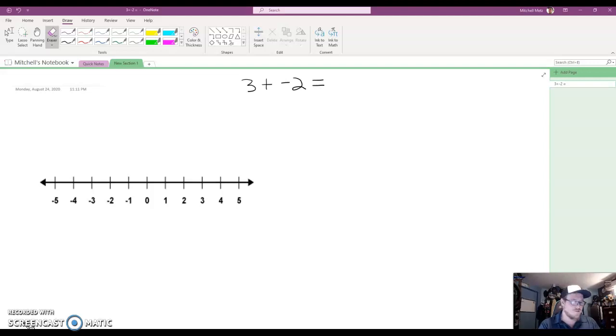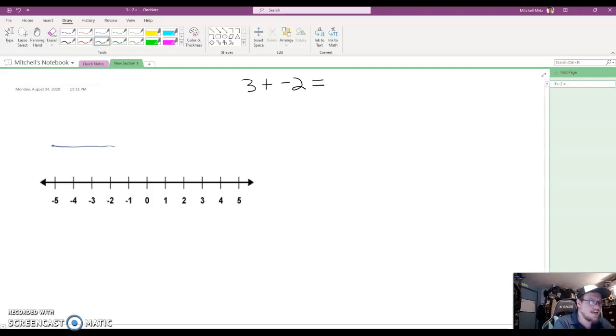Hello friends, so for this tutorial I'm going to show you how to add integers on a number line. This is another way to visually see how the numbers work when you're doing any type of expression that has to do with integer adding. So basically with a number line you just have to remember a few key things.